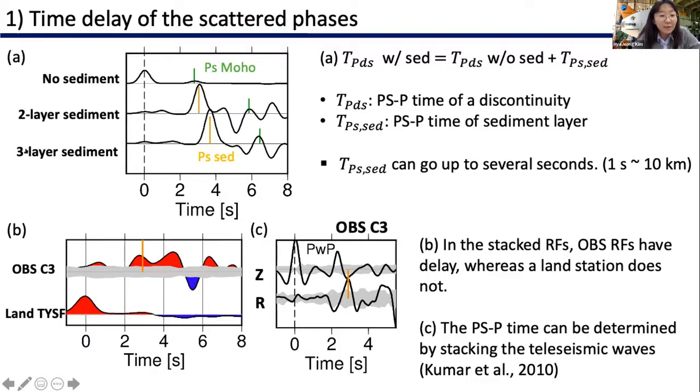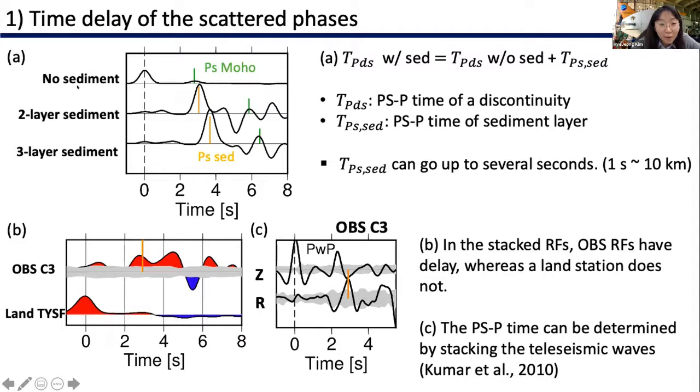The delay can go up to several seconds. For the two-layered and three-layer sediment here, I borrowed the possible structure in the Northeast Japan offshore region. It shows about 3 seconds of delay. The delay can go up to several seconds like this. And for the image, 1 second of delay will misplace the image by about 10 kilometers.